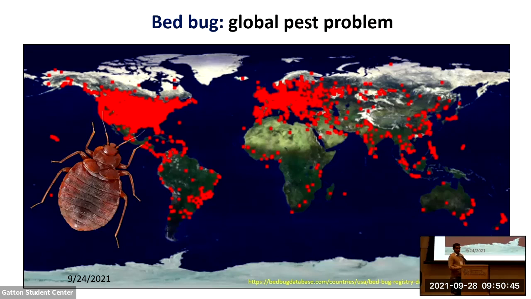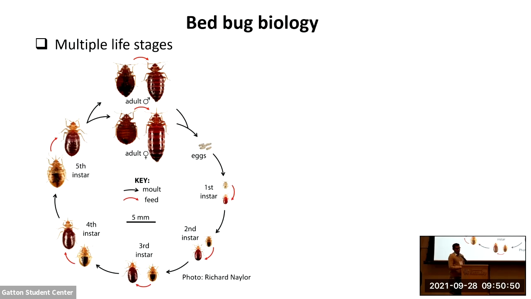This is the biology of bedbugs. You can see a bedbug has multiple life stages. Definitely, they are blood-sucking pests. They suck human blood especially, and they also use the blood from some other animals, such as poultry birds in poultry houses, and many other places. And they have multiple life stages. You can see this is the egg stage.